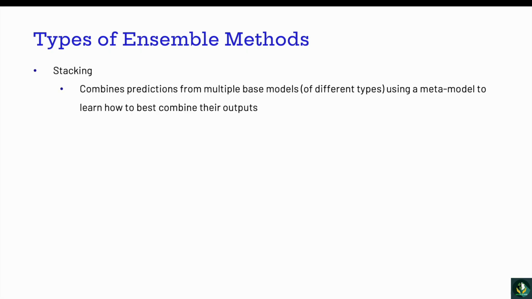Next one is stacking. The concept here is it combines predictions from multiple base models of different types using a meta model to learn how to best combine their outputs. The strength here is it can utilize diverse model types to maximize performance. So these are the different types of ensemble methods that I'm going to talk about. But now, next, let's get into an overview of commonly used ensemble methods.